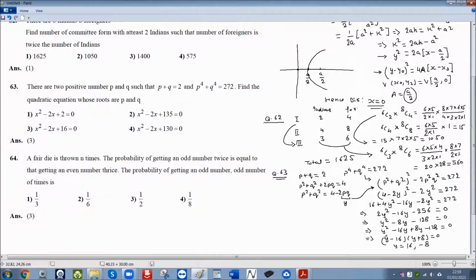So the matching option. Now, if I know PQ, product of roots and sum of the roots, so possible answer for quadratic equation is x square minus sum of the roots plus product of the roots is equal to 0. So third is the correct option.